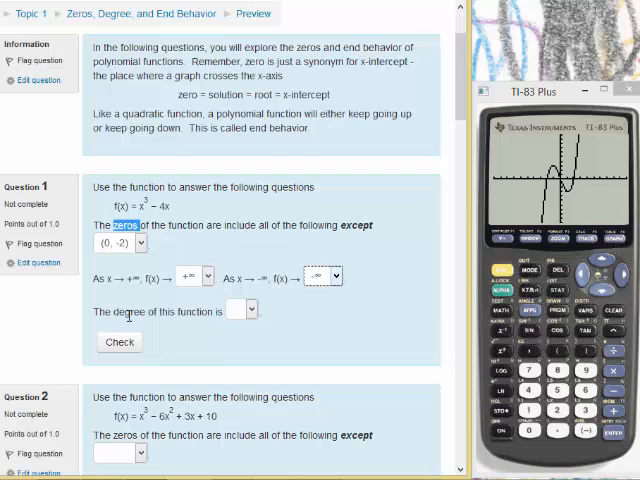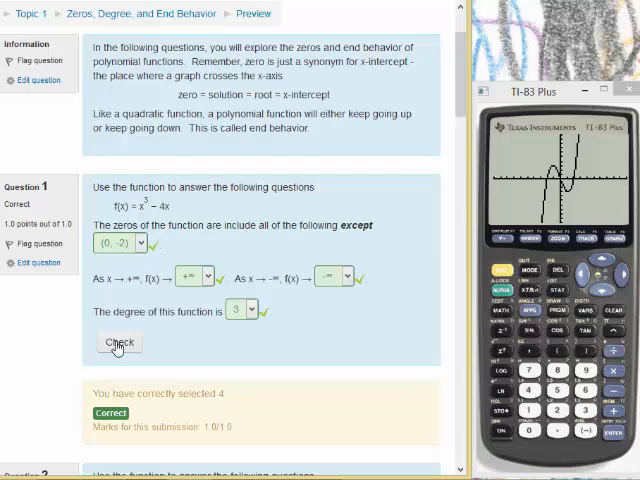Finally, we need to look at the degree. Remember, the degree is the highest exponent on a variable. Looking at our equation, we have x to the power of 3 and x to the power of 1. The highest exponent is the degree, so the degree of this function is 3. Let's hit check just to make sure we're right. Oh, good. Got it.